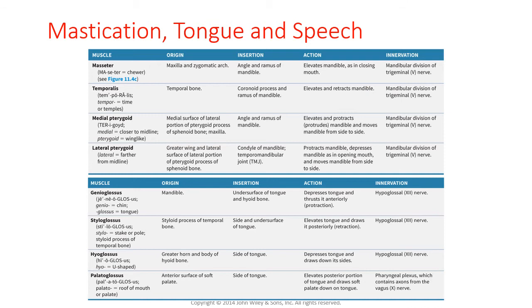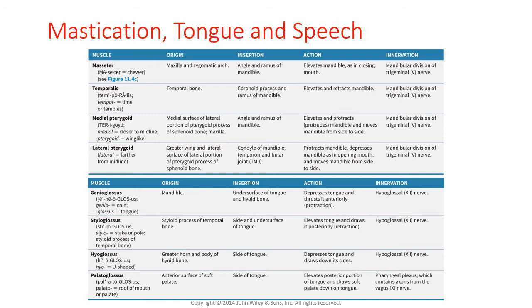There's a genioglossus muscle that's going to be found underneath the tongue. It's going to depress the tongue and push it anteriorly. Styloglossus is going to be found just behind it. It's going to help draw it posteriorly and also elevate it slightly. Your hyoglossus muscle can help depress the tongue and draw it down on both sides.